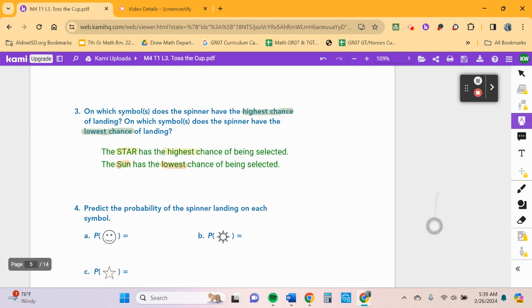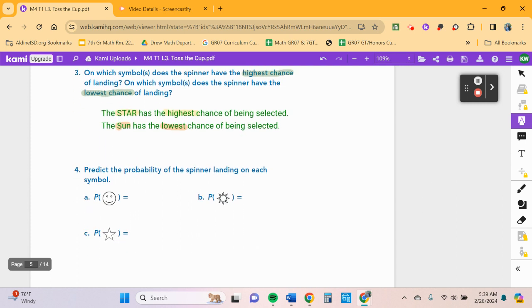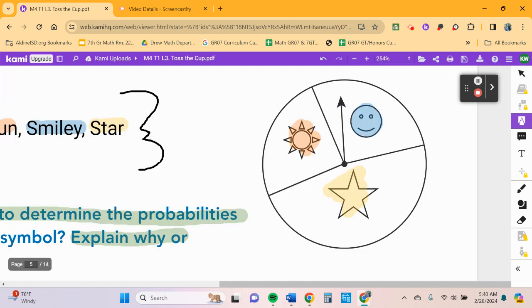But we are moving on. Number 4 says, predict the probability of a spinner landing on each symbol. So now, being that there are no numbers, fractions, or percentages tied to these spaces, we're just going to make a prediction. Now, there is no right or wrong way to predict. We're just going to mark this up and see what numbers we get.